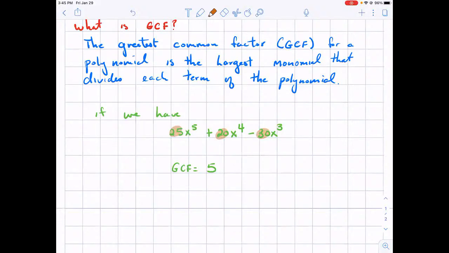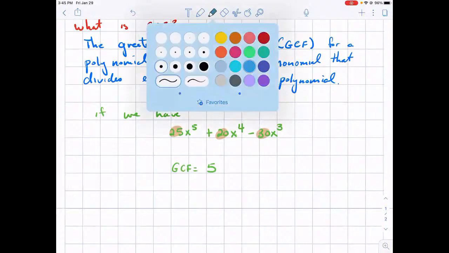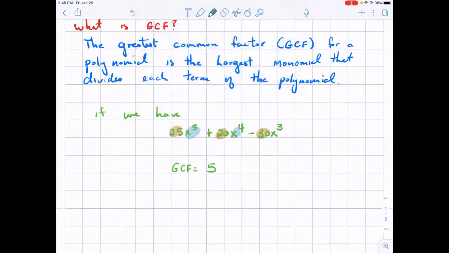How about the letters? Now, an easy way to look at this is that the letters must appear in each term. So there's an x term here, there's an x term here, and there's an x term there. If the letter appears in each term of the polynomial, then you will take the letter with the lowest power. So in this case, it will be x cubed. So the GCF here is 5x cubed.